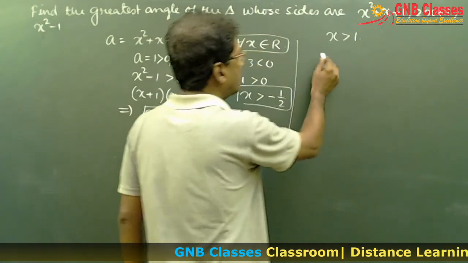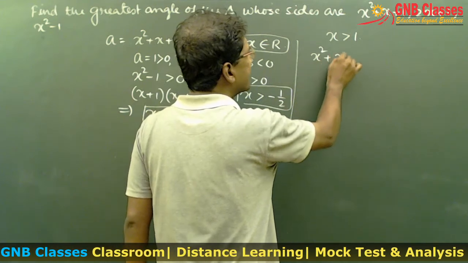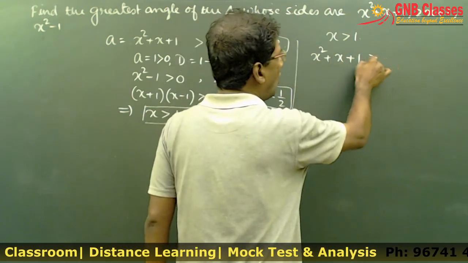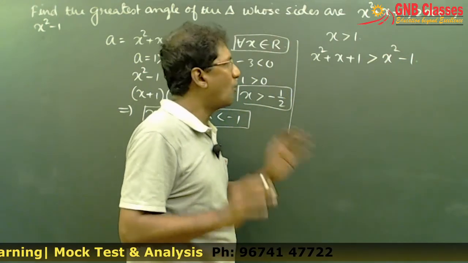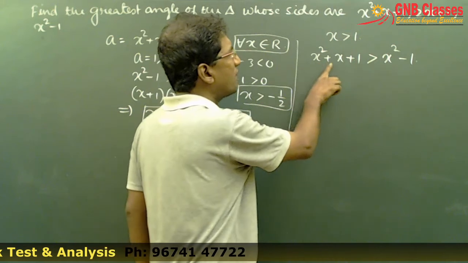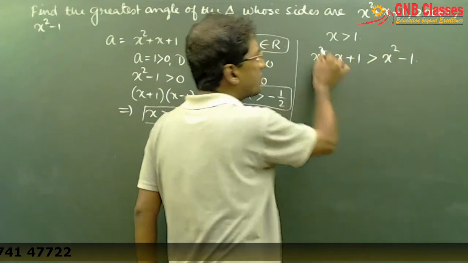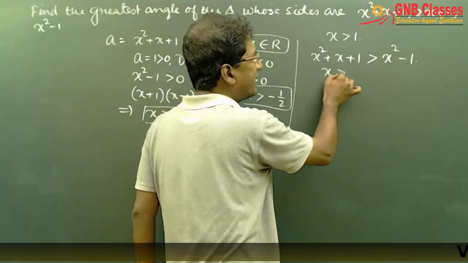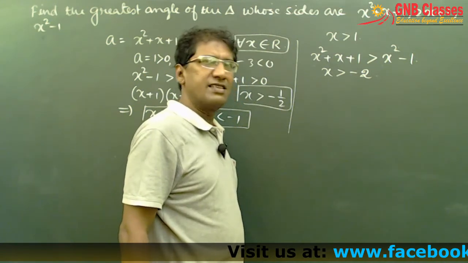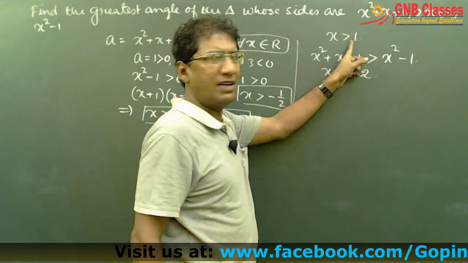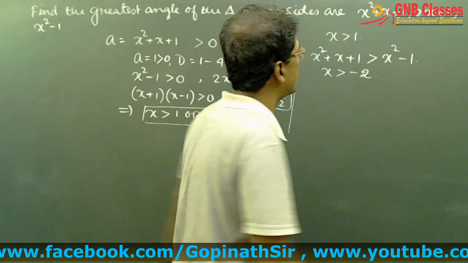Now, you observe, x square plus x plus 1 is always greater than x square minus 1. Are you with me? Is it clear or not? Why? Because if x square plus x plus 1 is greater than x square minus 1, your x square goes off, so we are getting x is greater than minus 2. Is it clear? Thus, the given condition x is greater than 1 satisfies this. Therefore, x square plus x plus 1 is greater than x square minus 1.